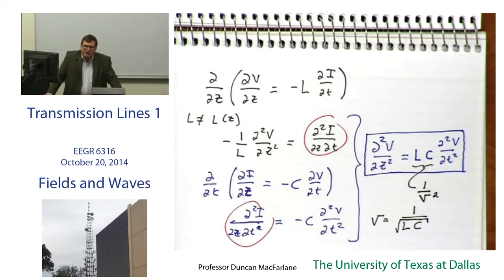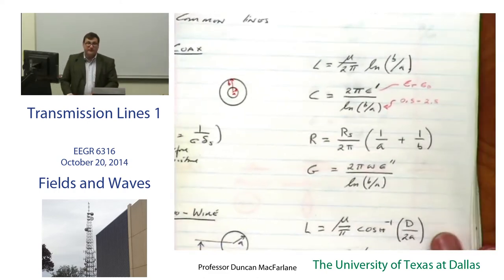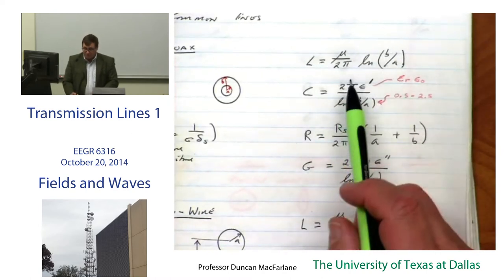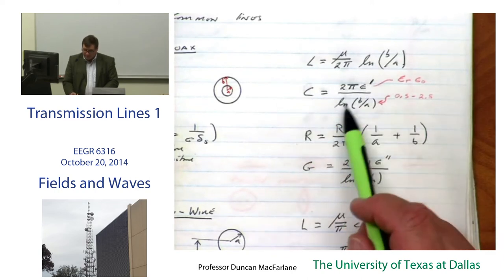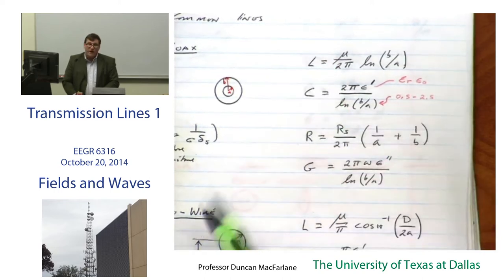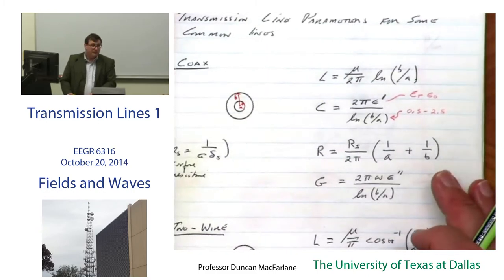And do you remember how I blathered on and on about the geometry factors? One was in the numerator, one was in the denominator. Do you remember that? I went on ad nauseam. If I go back to the coax equation, for example, I have L, the ln of b over a over 2 pi, and I have C, 2 pi epsilon over ln of b over a. To get my speed of propagation, I'm going to multiply L and C together. What happens to the log? And what happens to the 2 pi? What's left? Mu and epsilon.